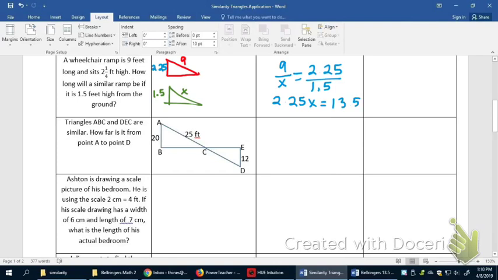And then divide by 2.25. And what do you guys get? 6. Good. Next problem's kind of nice.